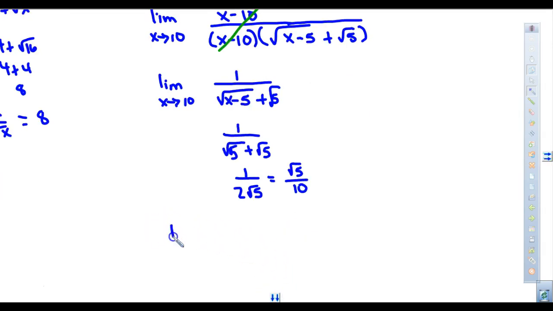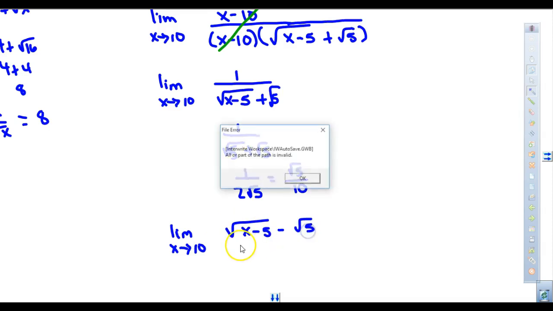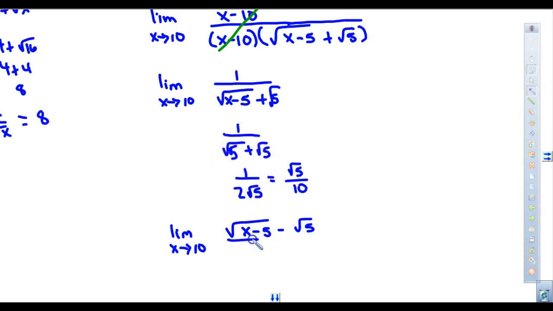Okay, so the way you write your answer, yes, you get to write all that stuff out again. Okay, the limit is equal to the square root of 5 all over 10. Okay, all right.